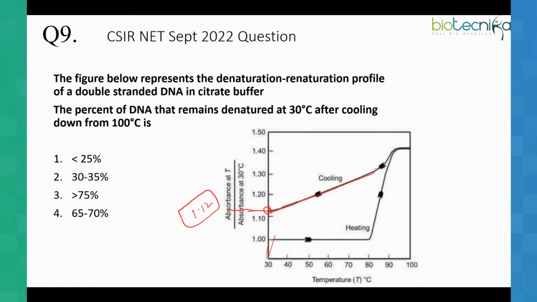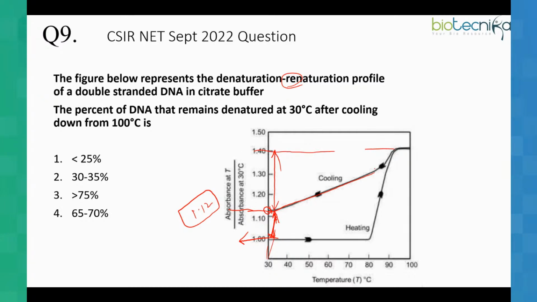That means not all of the DNA renatured. How much of the DNA did not get renatured? This much. If all the DNA had renatured, the absorbance would have been 1. So even though you brought down the temperature, this much of the DNA did not renature. It did not come back as double strand. This much came back as double strand. So all you have to find is the percentage, because 100% DNA denatured means 1.40.